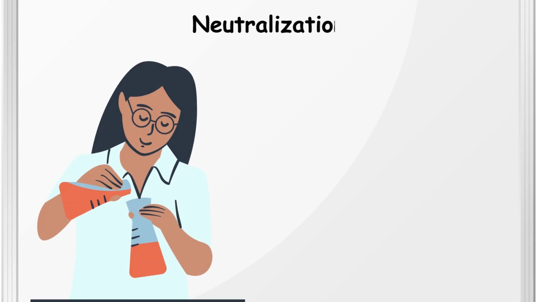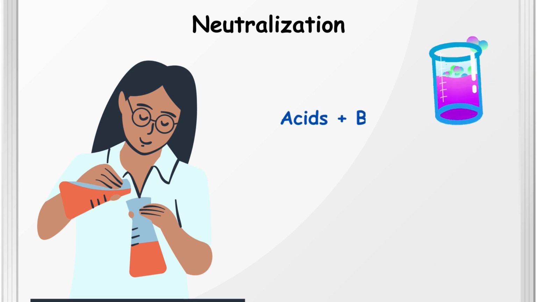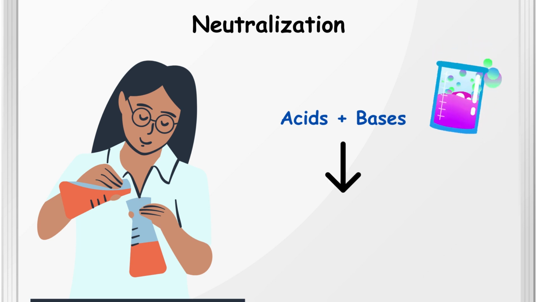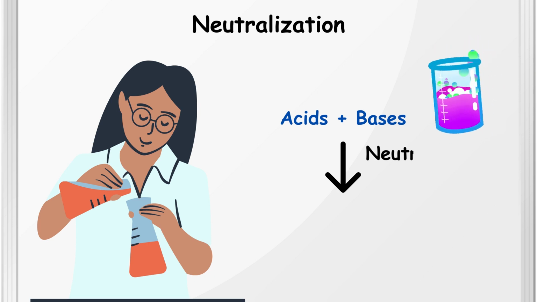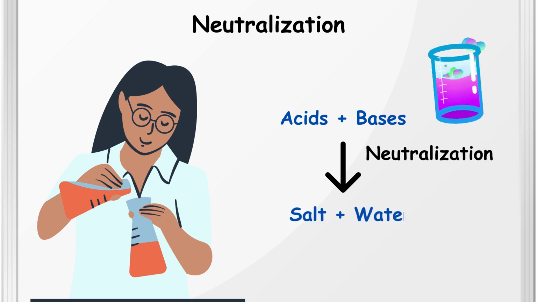Neutralization. Now let's explore what happens when an acid and a base are combined. When an acidic solution and a basic solution are mixed in appropriate amounts, they neutralize each other's effects. This reaction is called neutralization, resulting in the formation of a salt and water.